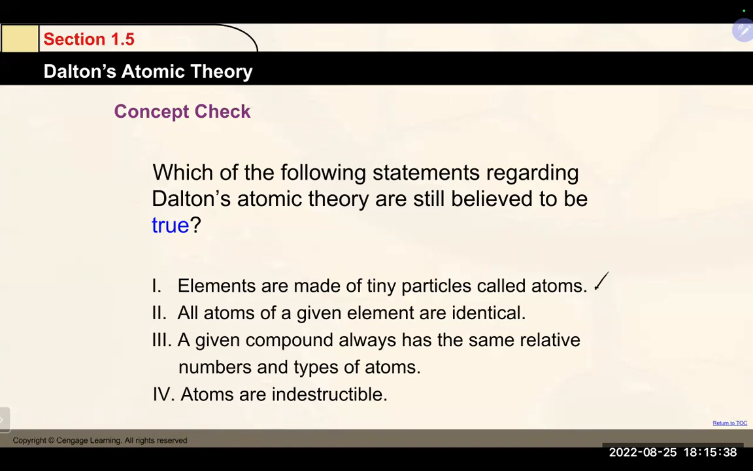Still good. All atoms of a given element are identical. That would be not so good, right? A given compound always has the same relative numbers and types of atoms. That sounds good. And atoms are indestructible. Again, those are really number 2 and number 4 on this question, the 2 things that are still not really correct today. The other ones are. Any questions on that?